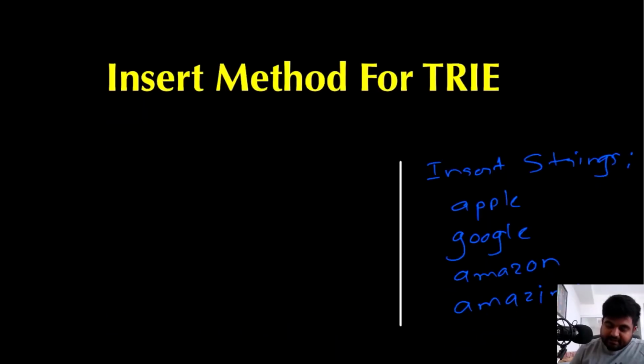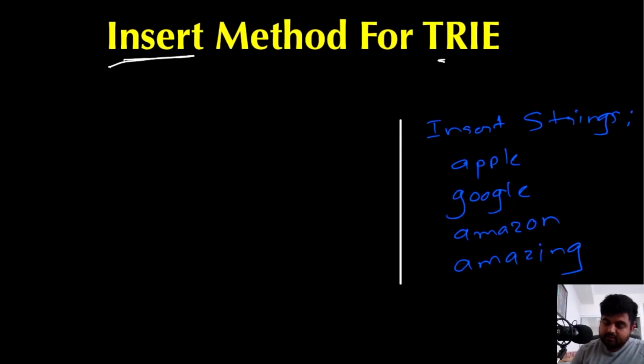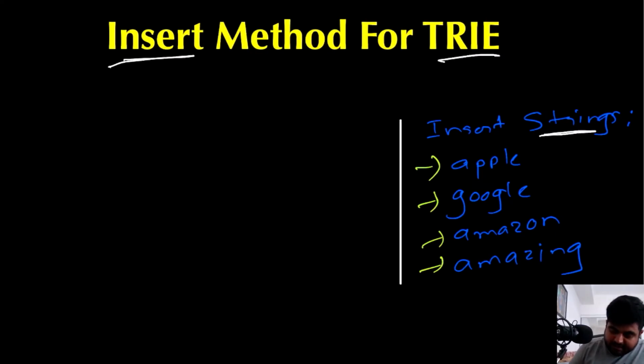So the first method they are asking us to implement is an insert method, where we are not returning anything, but we are inserting different strings into our trie. For this example, we are going to insert these 4 different strings into our trie, and we will see what the logic behind it would be. Now, as mentioned earlier, every trie has a root node. So with our trie, we are also going to have a root node.